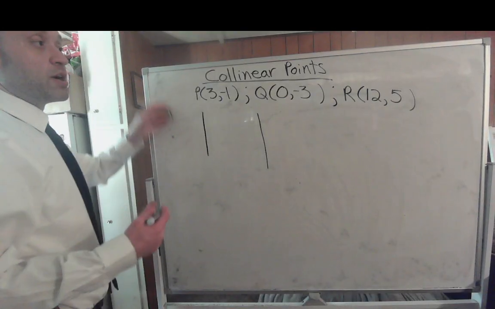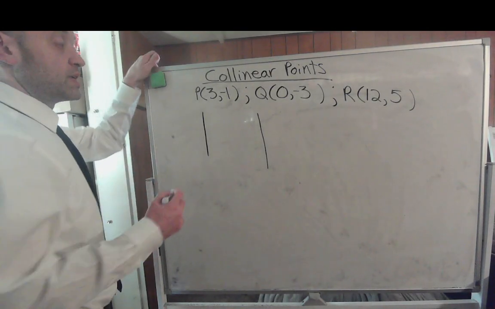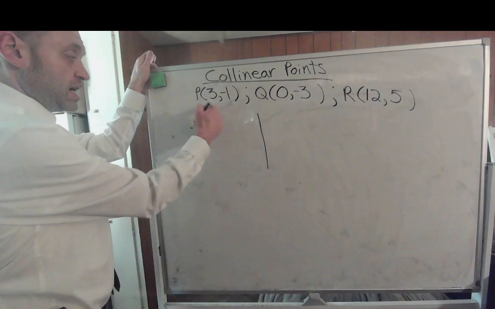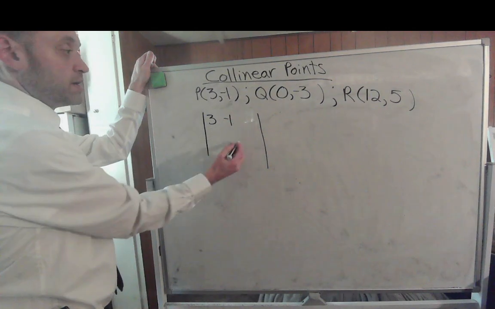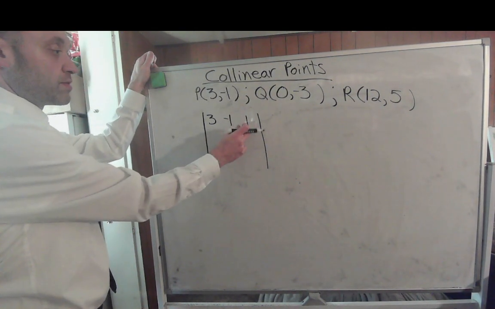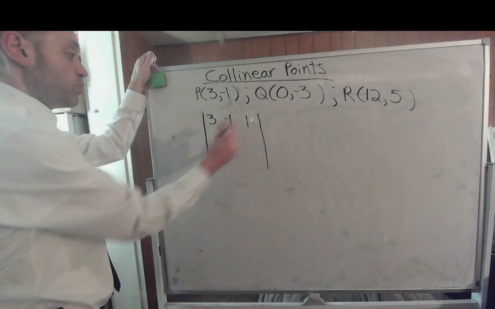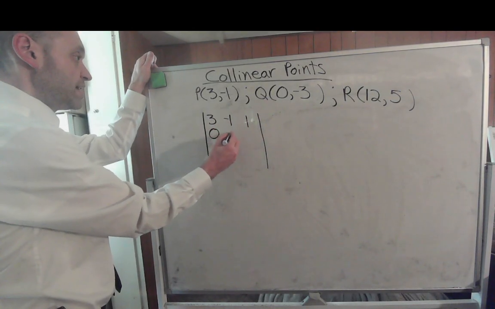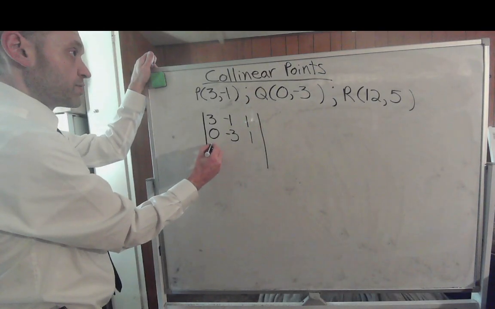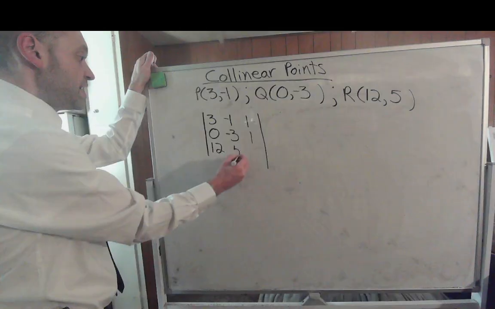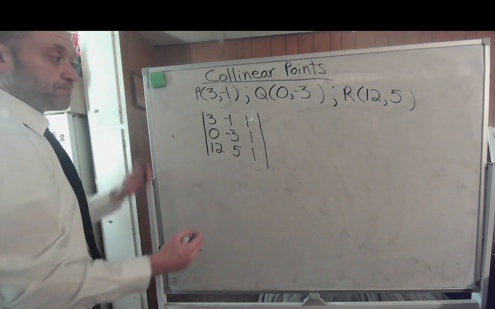We want to determine, are these 3 points collinear? So let's take the determinant. Top row is all point P, so 3, -1, a default 1 in the third entry. Second row, point Q, 0, -3, then a default 1. Point R is your third row, 12, 5, and a default 1.